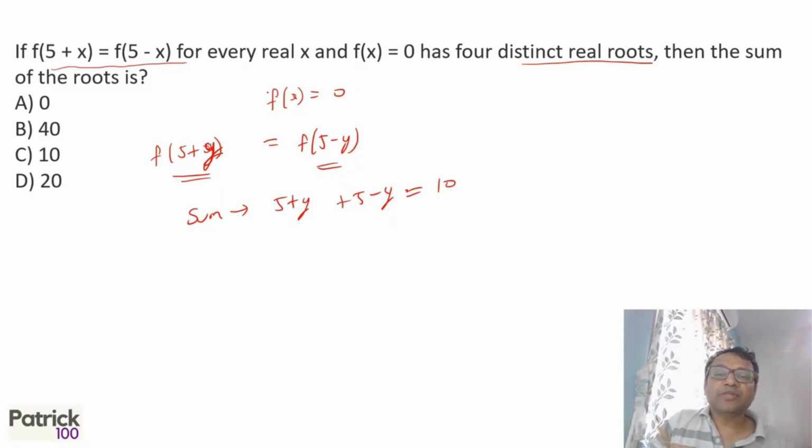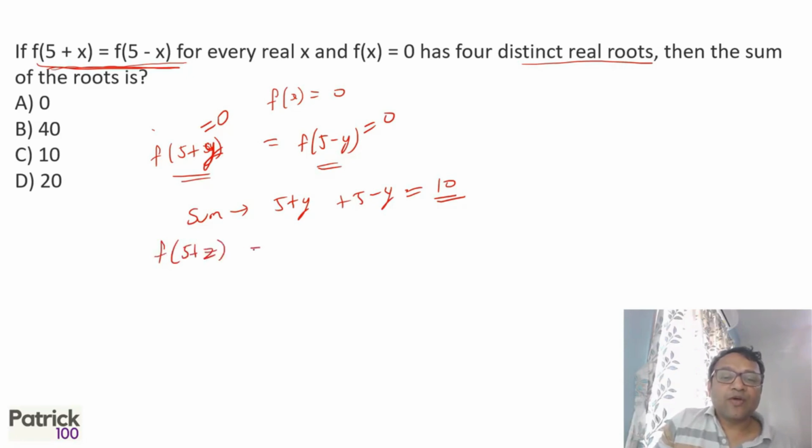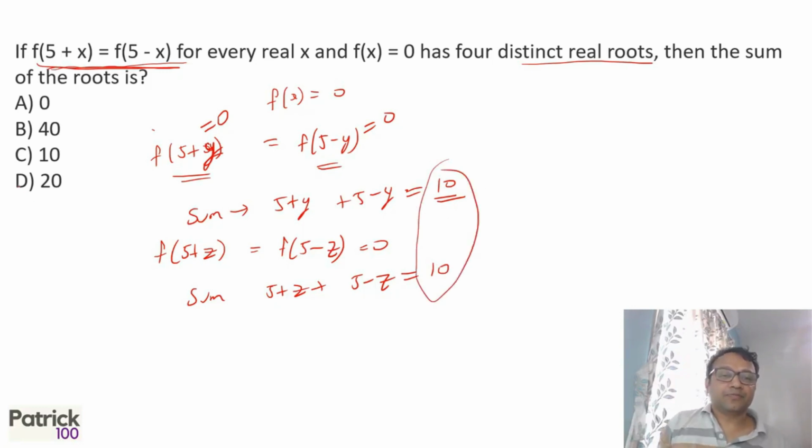I repeat again. When is it a root of the equation? When the value becomes 0 when you substitute a value. So if f of 5 plus y is a root of the equation because the value becomes 0, then f of 5 minus y also will become 0 because of this equation. So automatically you can make out that the sum of the roots is 10. Now this is for two roots, 5 plus y and 5 minus y. Suppose there are two more roots, 5 plus z and 5 minus z, where f is 0 for both. Then again the sum will be 5 plus z plus 5 minus z, which is equal to 10. So the sum of the four roots becomes 20, option D.